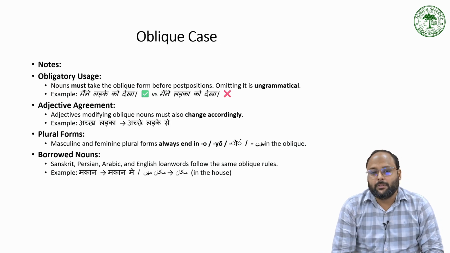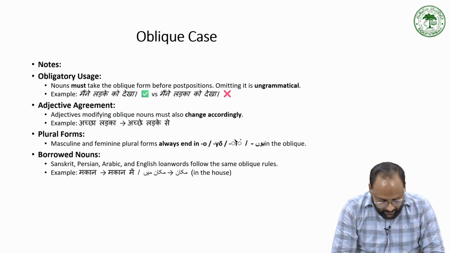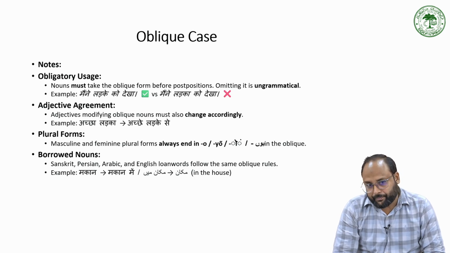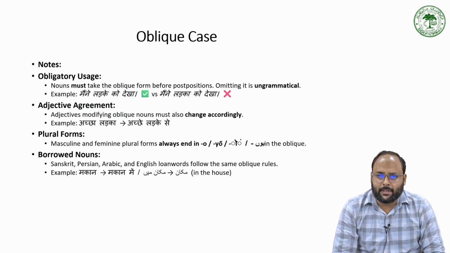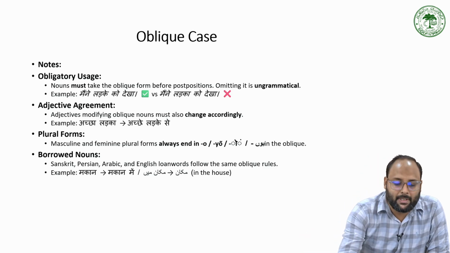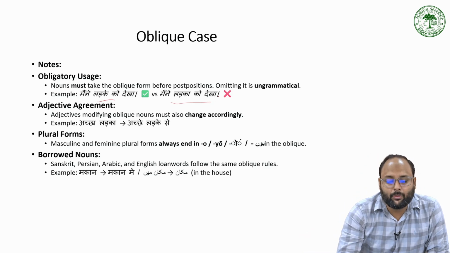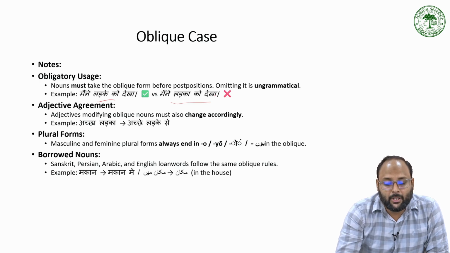So there is some note regarding the oblique case. A noun must take the oblique form before the postposition, and omitting it is ungrammatical. So like मैंने लड़के को देखा, not मैंने लड़का को देखा. When we do not have any modification according to the postposition, there will be some grammatical problem. So it is necessary to modify the लड़का according to the postposition.